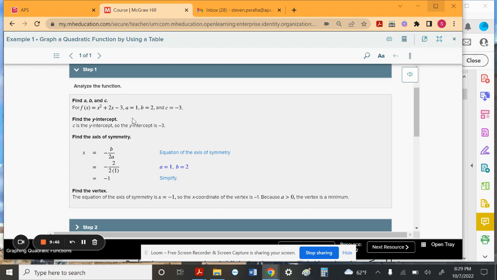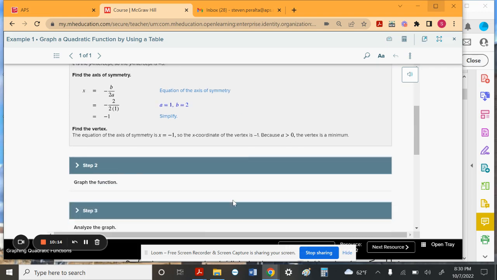So we just plug them in. So we plug in b is 2, a is 1. So we have negative 2 over 2 times 1, which is, of course, negative 1. And that's my x value. So my x value is negative 1. So what's important about that is my axis of symmetry is this value. So x equals -1 is my axis of symmetry. So that's going to be the center of the parabola.